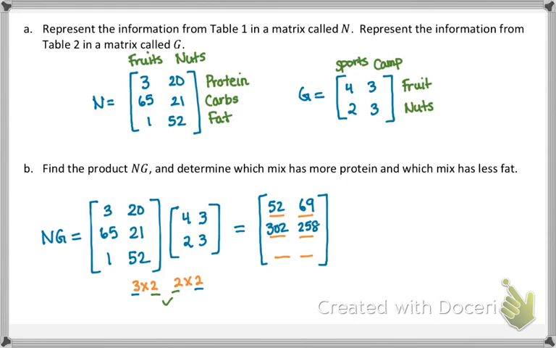Last row. Start with the element in the first column. So third row, first column. Remember, you're always multiplying row by column. So that's 1 times 4 plus 52 times 2, which is going to give me 108. And then the last element in the third row, second column. So multiply the third row by the second column: 1 times 3 plus 52 times 3 should give you 159.